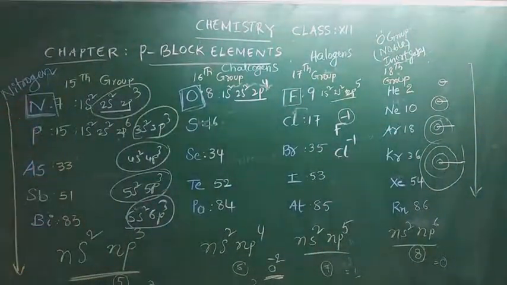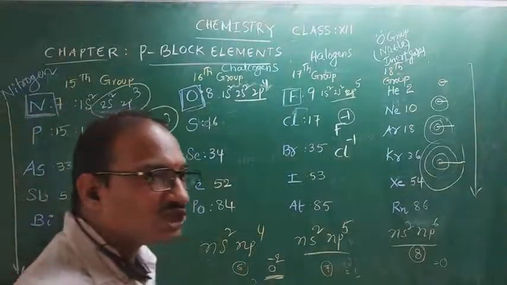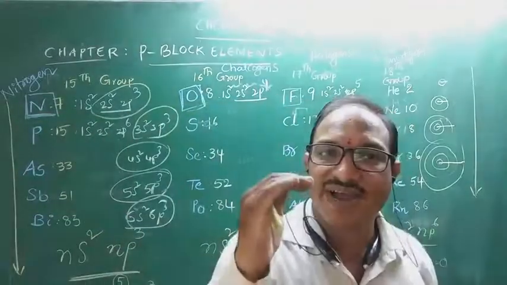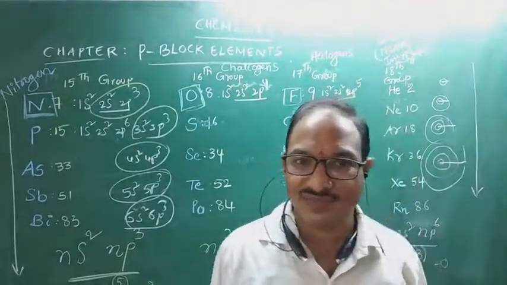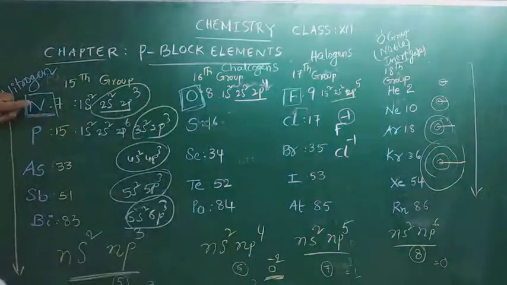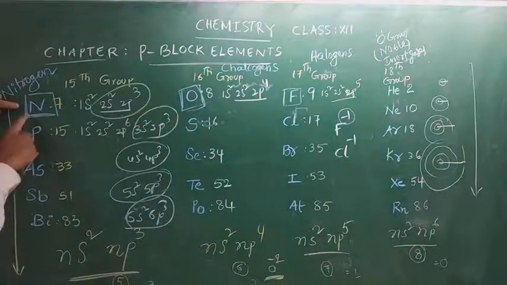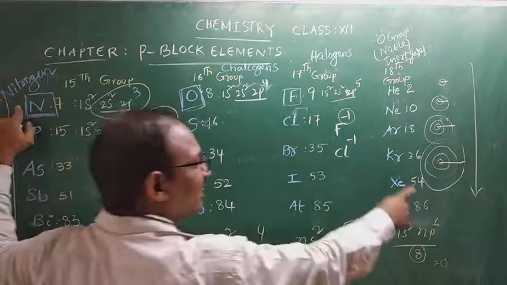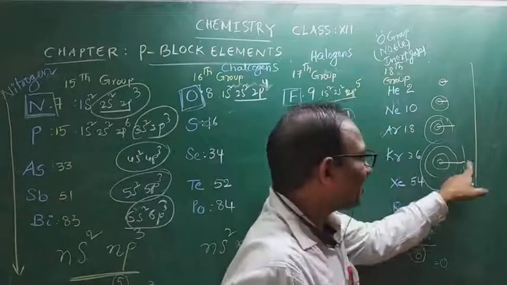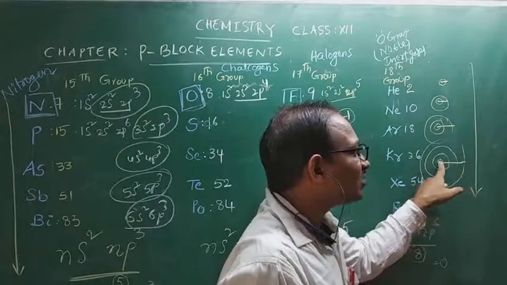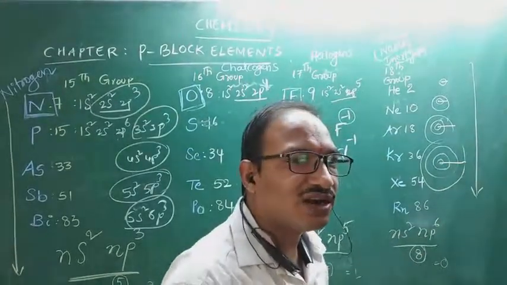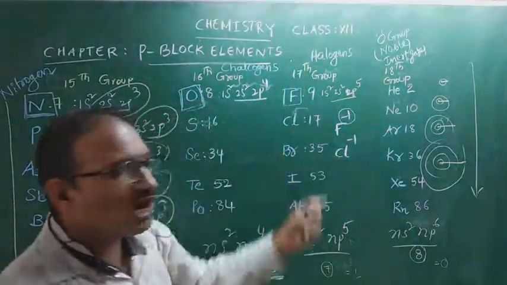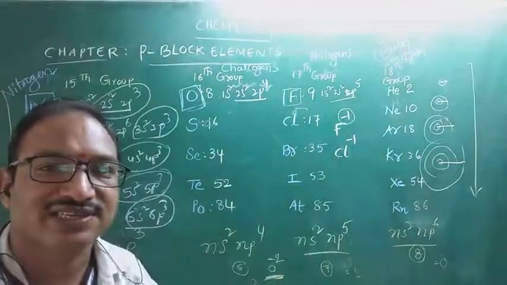And what about ionization potential? What is ionization potential? The amount of energy required to remove 1 electron from the neutral isolated gaseous atom. See here, from top to bottom, the ionization potential decreases. Why? Because the number of shells is increasing, the size is increasing. The last electrons are weakly attracted by the nucleus, so we can easily remove the electron. Just by giving little energy, you can remove the electron. Means from top to bottom, ionization potential decreases.